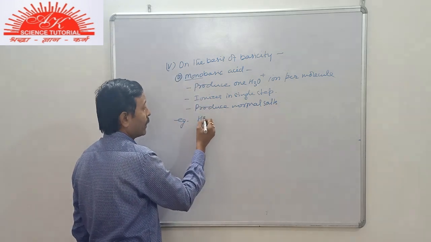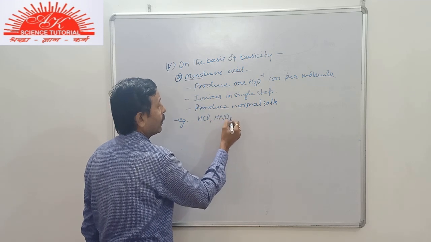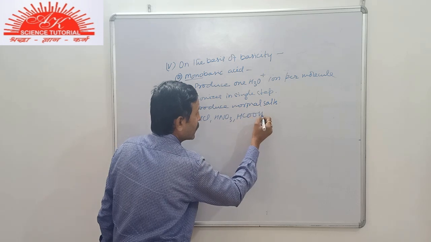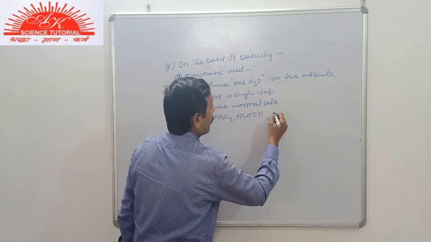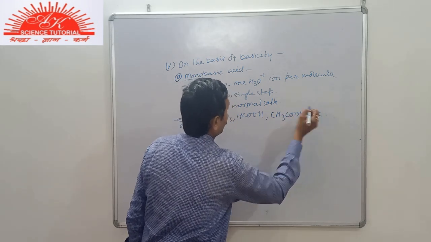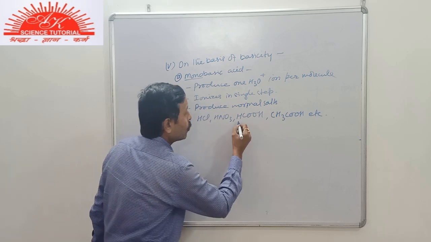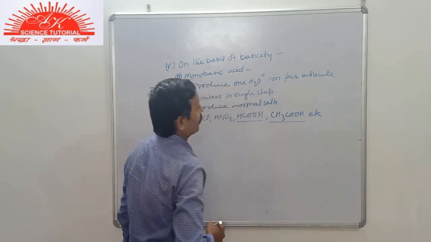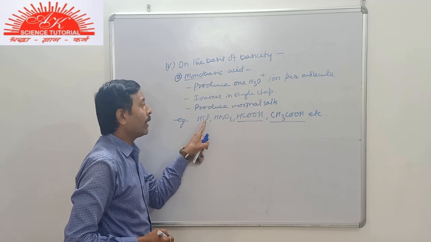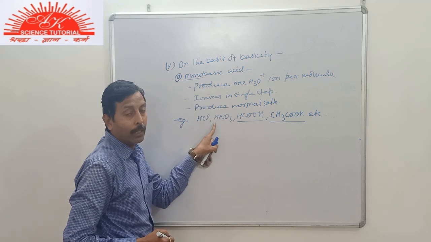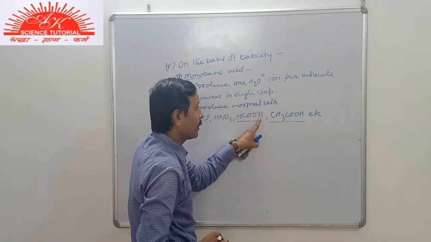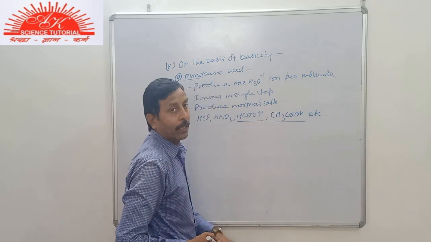Examples: HCl, HNO3, HCOOH, then CH3COOH, etc. Now in these examples we have to think. In the first two there is one hydrogen atom, so it will ionize to give one H plus ion or one hydronium ion only. But in this there are two hydrogen atoms. Here there are four hydrogen atoms.